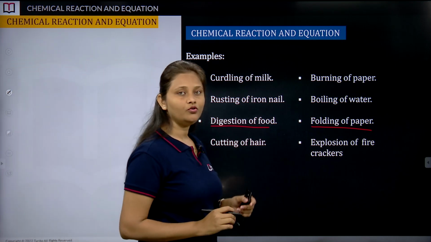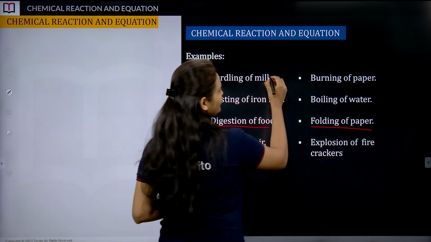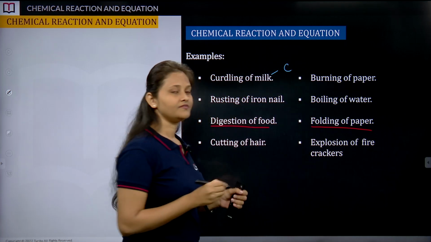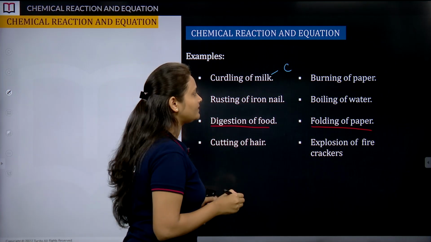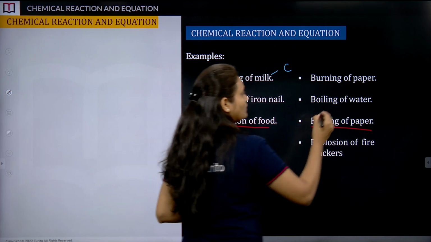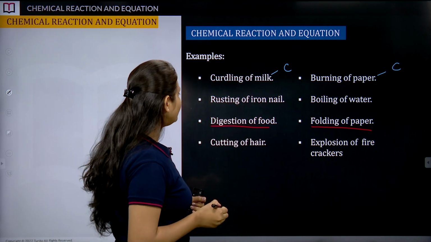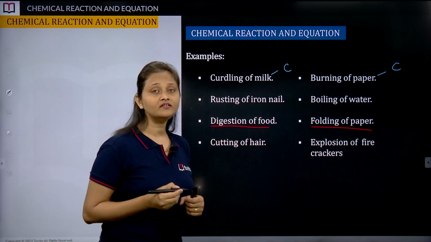Curdling of milk, what do you think? Is it a chemical change or physical change? It is nothing but a chemical change. Burning of paper, what do you think? Which type of change is this? Burning of paper is also an example of a chemical change. Then next is rusting of iron nail.